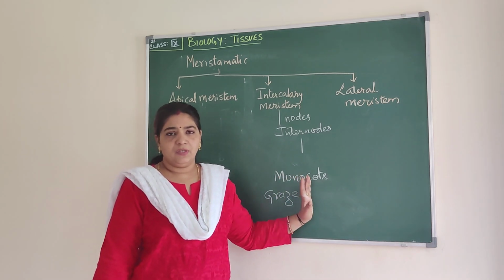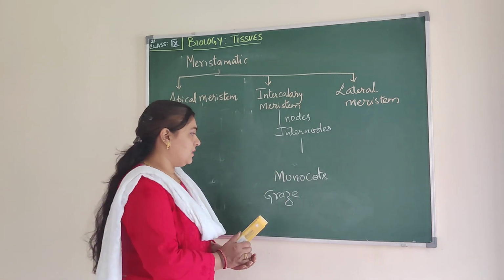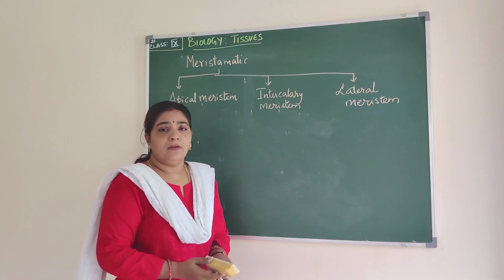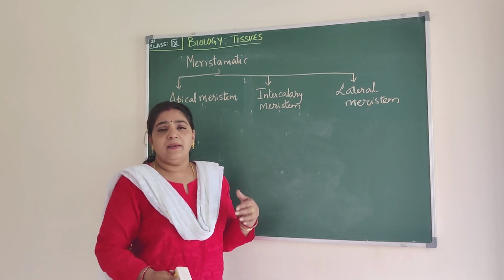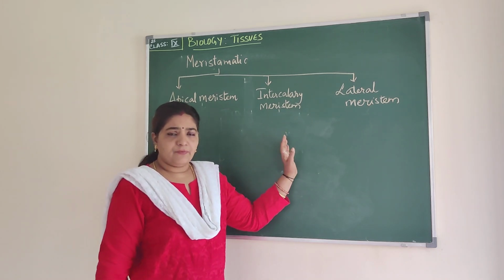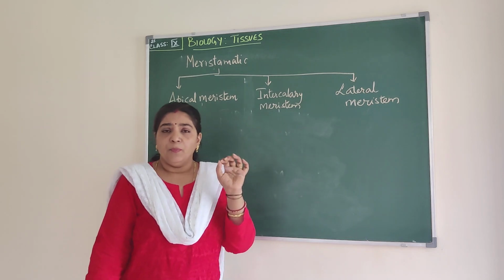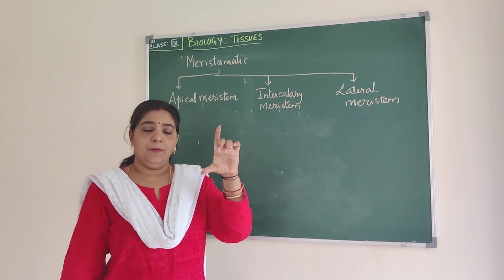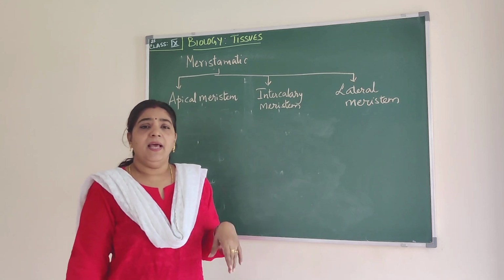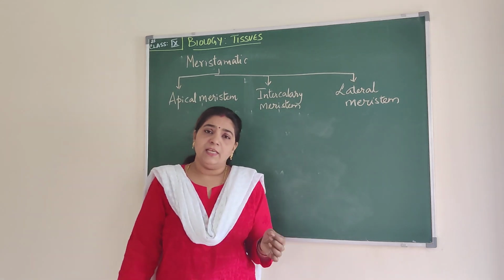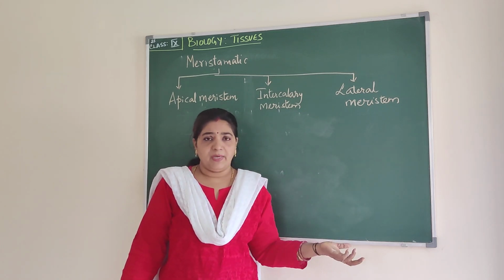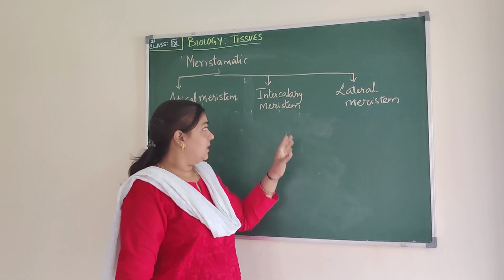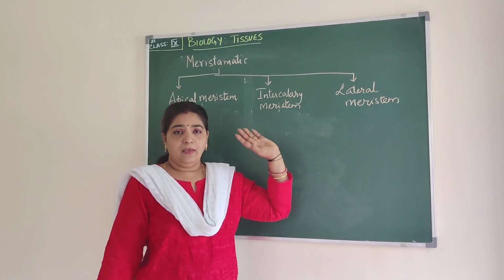I hope now you understood what intercalary meristem is. Intercalary meristem is present at the nodes and internodes, or the nodal region or the internodal region. So what is the function? Usually it is present in the monocots. In case of monocots it will help in stem elongation, and in case of grasses, whenever the leaves are eaten by any animals, it will help in regrowth of the leaves. That is about the intercalary meristem.